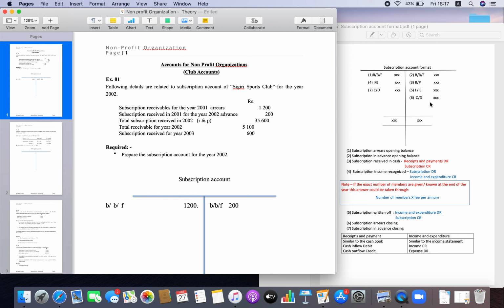Right, when you look at the format, R and P guys now comes on the credit side, right? So you go and mark that one over there, right? R and P, which is now going to be 35,600.